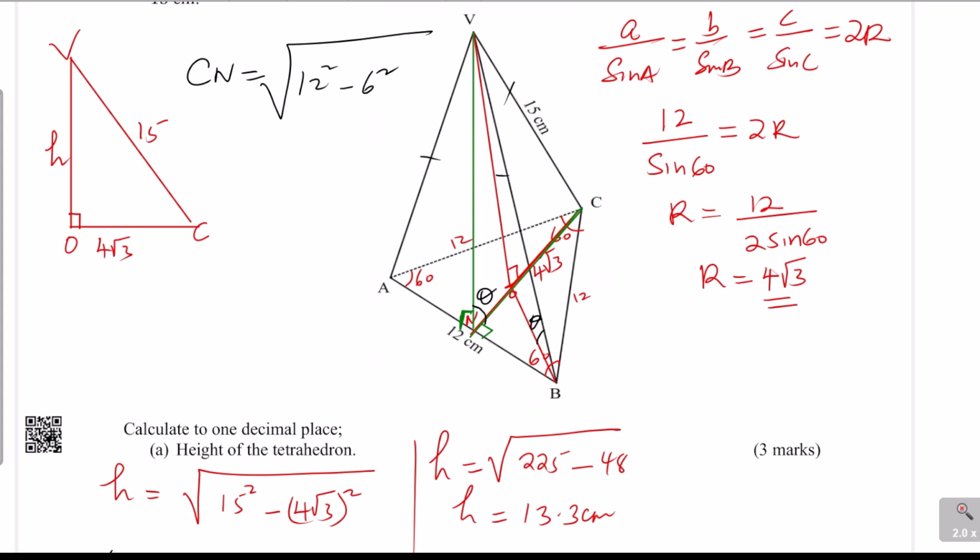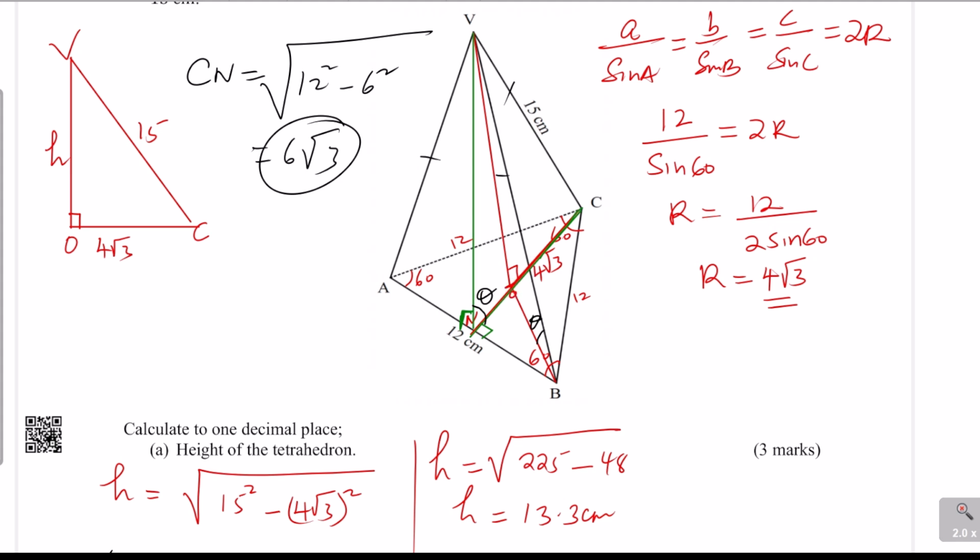and you then get the square root of that. So 12 squared minus 6 squared, you get 6 root 3. So this one will give 6 root 3. I want you to be very keen here. So CN is 6 root 3, but we already have CO as 4 root 3.